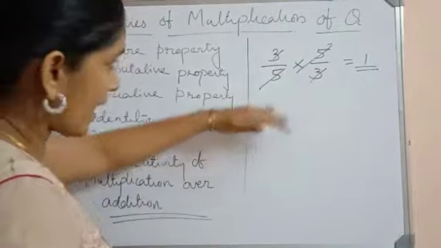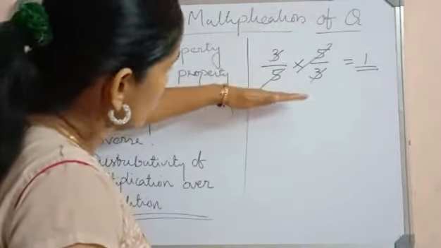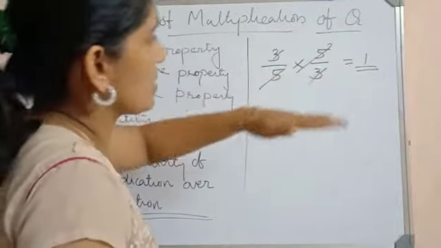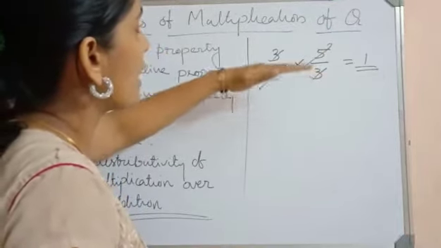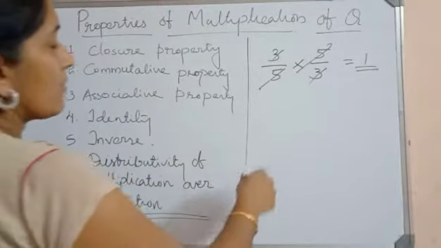So we can say that for every rational number, the reciprocal of the given number is its inverse. The reciprocal of the given number is its inverse. Okay. Now consider another example with a negative sign.